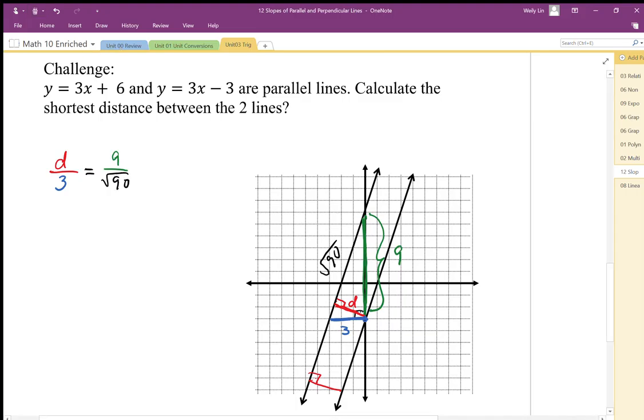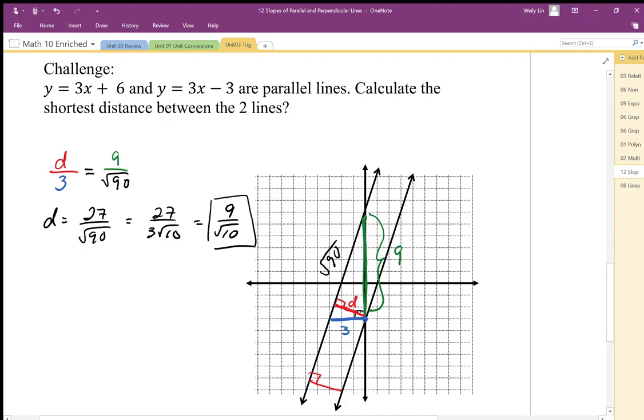And then I can solve for side D. D works out to be 27 over root 90. Simplifying that, it becomes 27 over 3 root 10, or 9 over root 10. So there is the shortest distance between the 2 lines.